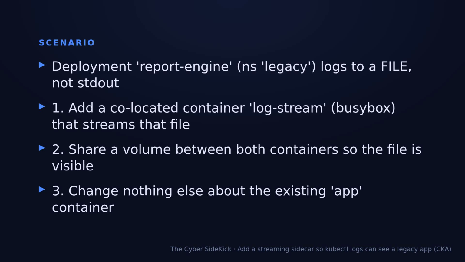Add a second co-located container to the same pod, named logstream, using the busybox image, whose command streams that log file to standard output. Give both containers a shared volume so the file is visible to the new container, and change nothing else about the container that is already there.